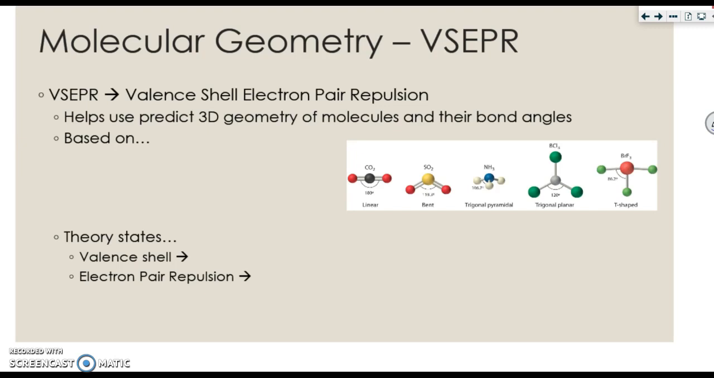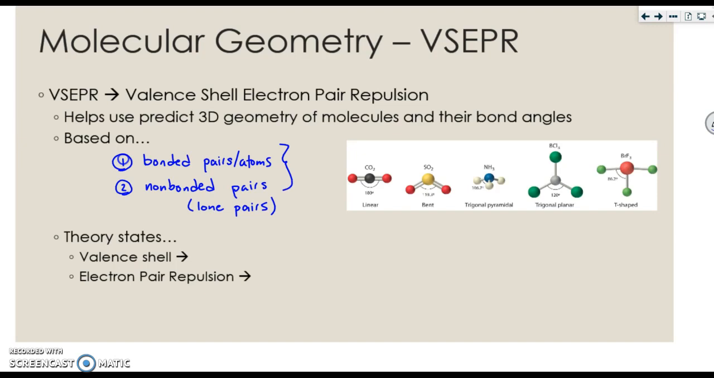It is based on 2 things. First, it's based on the number of bonded pairs or bonded atoms. It is also based on the non-bonded pairs. These are referred to as lone pairs because they are pairs of electrons that are all alone. We only focus on things that are bonded to the center and things that are non-bonded, so the extra pairs of electrons on the central atom as well.